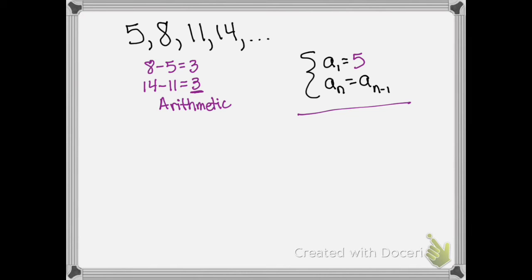At the bottom, we have a sub n, which means any number in the sequence. And we have a sub n minus 1, which means the one that came before it. So we're saying to find any number in the sequence, you're going to take the one that came before it. And we just found our pattern was adding 3 each time. So I'm going to put a plus 3. So that is our recursive formula for this one.